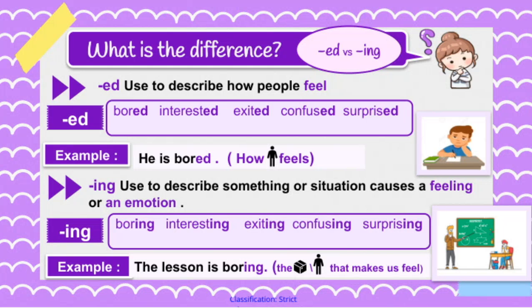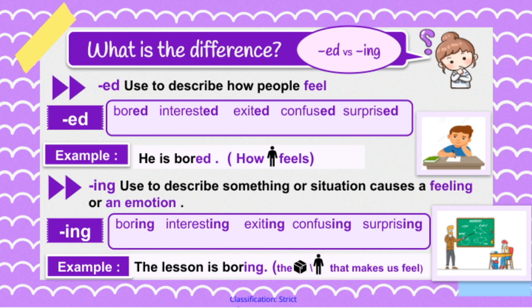So in this slide, we're looking at how we use the words boring and interested and how they relate to feelings. When we say the lesson is boring, we're talking about a situation that makes us feel a certain way. The word boring describes the lesson itself, the thing that causes us to feel uninterested or unengaged. Now, there's an important pattern here with these words ending in ing. We use ing to describe something or a situation that causes an emotion or a feeling. For example, the movie is exciting or the test is confusing. These words tell us about the situation that makes us feel a certain way.